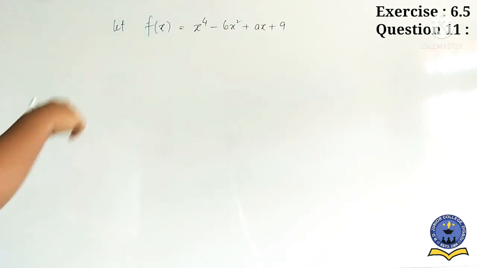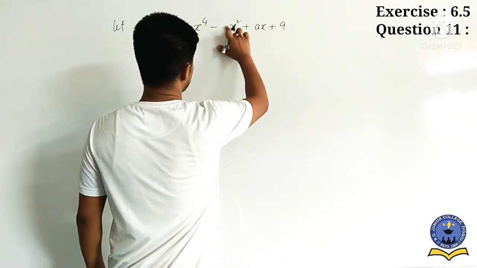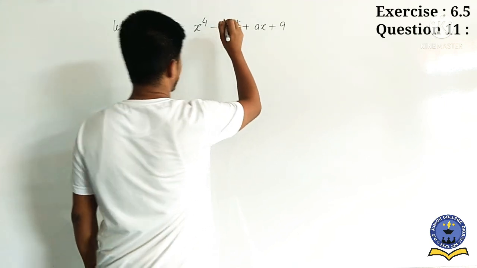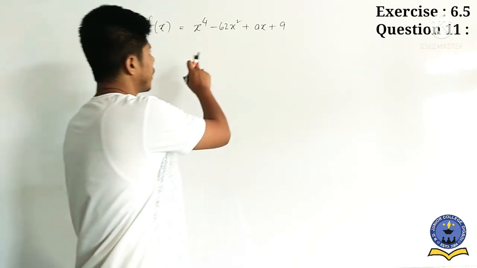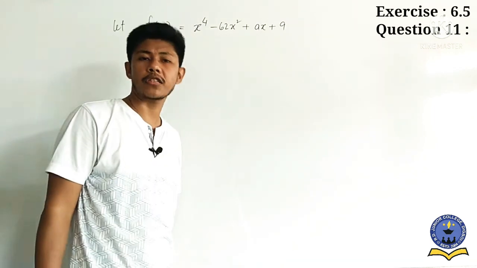This one is the function, isn't it? So the function is f(x) equals x to the power 4 minus 62x square. Sorry, this one is not 6, this one is 62x square, plus ax plus 9. This is the function, and at x equal to 1 it is maximum. So at x equal to 1, the given function is maximum here.